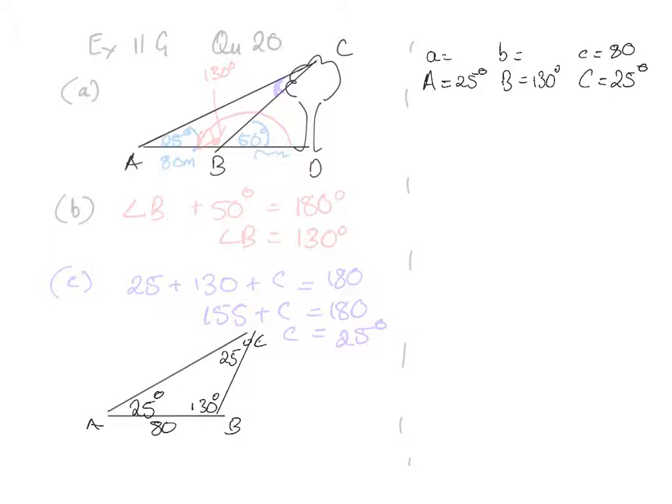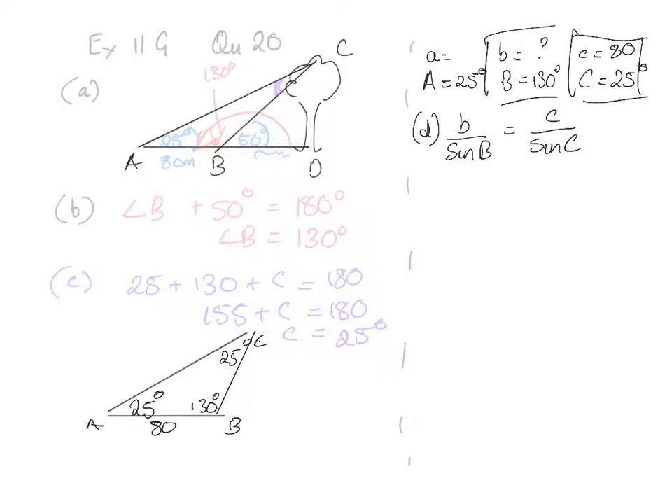Now, in part D, what are we looking for? Find the length of B, okay? Find the length of B. So we want that one there. So we will use B over sine of B is equal to C over sine of C. And let's substitute in. B is what you're looking for, over sine of 130 is equal to 80 over sine of 25.